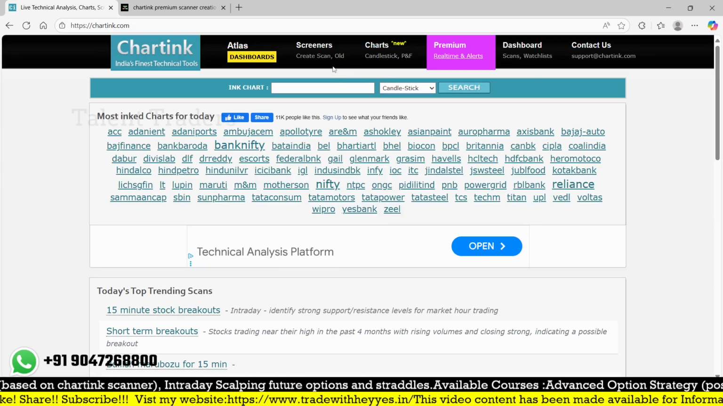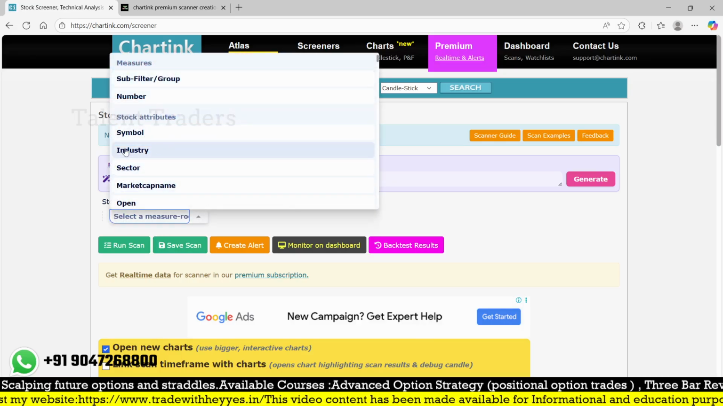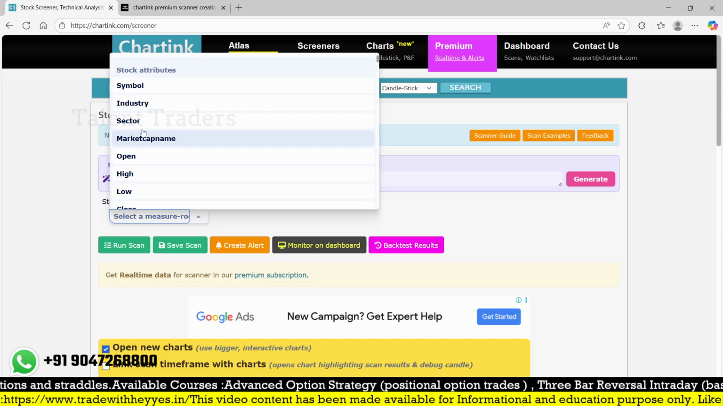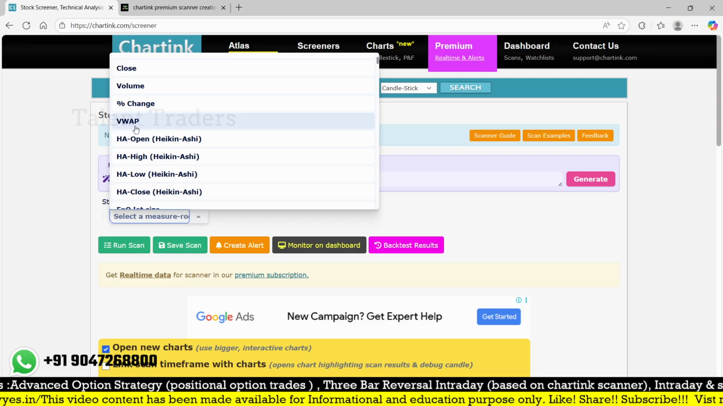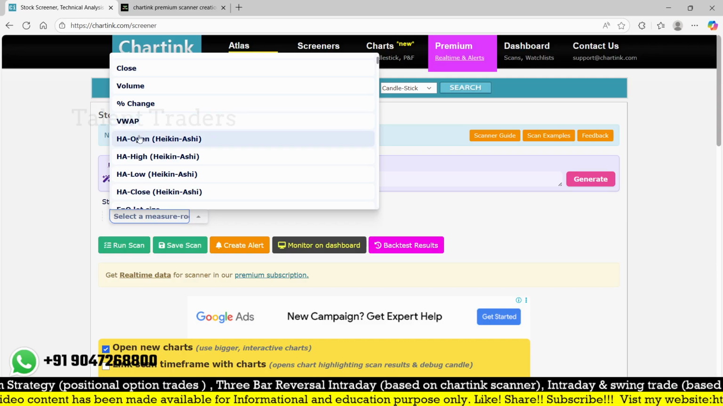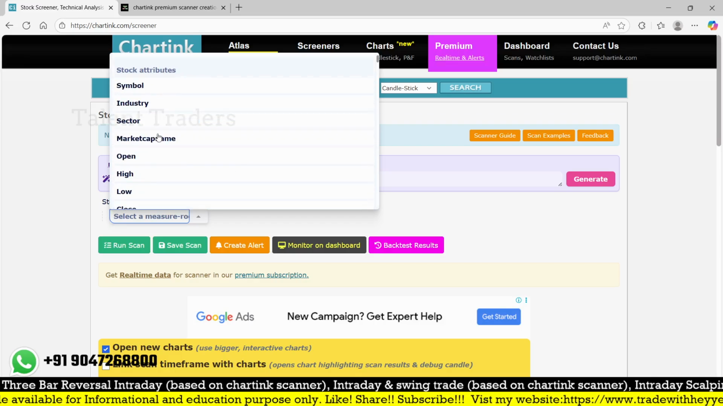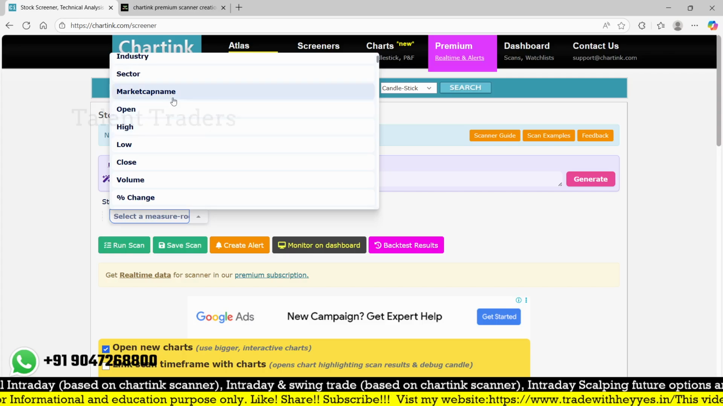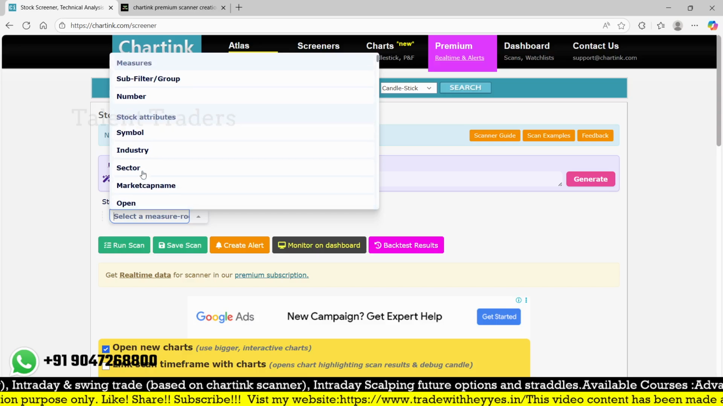The first basic thing you want to learn while creating a scanner is the stock attributes. That is the open, high, low, close, volume, change percentage, and weighted average price. These are the main attributes which we are going to use while creating the scanners.